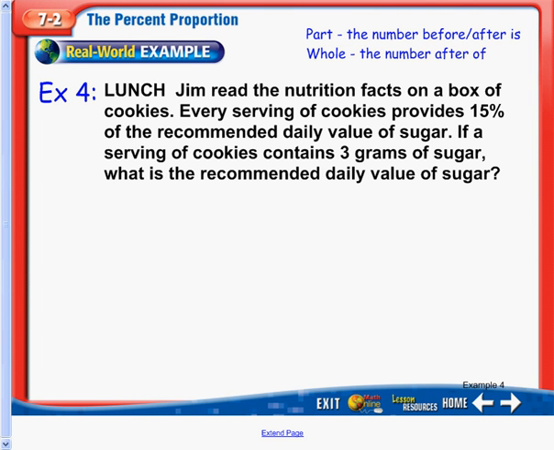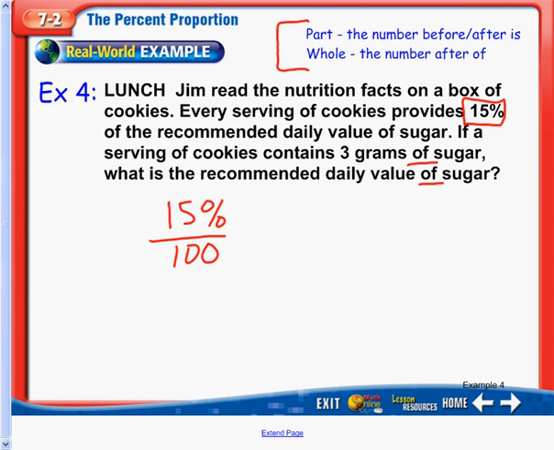Now to example 4, slide 6, is lunch. Jim read the nutrition facts on a box of cookies. Every serving of cookies provides 15% of the recommended daily value of sugar. If a serving of cookies contains 3 grams of sugar, what is the recommended daily value of sugar? Now I did see in this problem a lot of the word "of," however, it's going to be a little different because we don't have the basic breakdown that we typically do on top. What I do see is that they give us 15%. So right now I'm going to write we have 15% over 100.